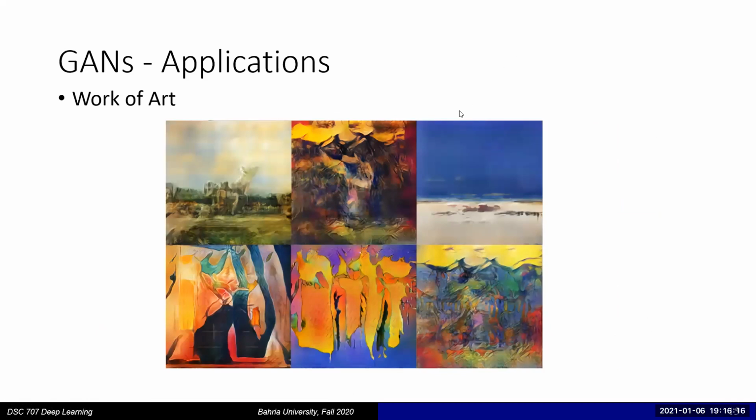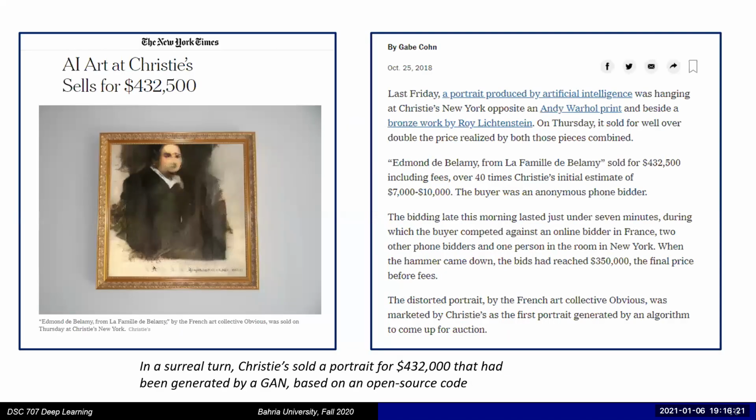And then there's a very famous story. I'm sure you must have heard of it. If not, I'll tell you that a few years back, using GANs and using a code that was available on GitHub, the model was trained and a painting was generated.